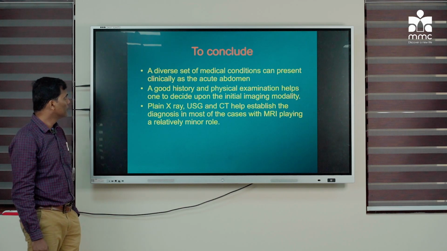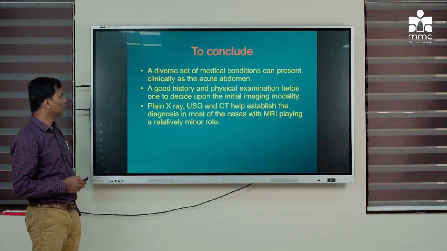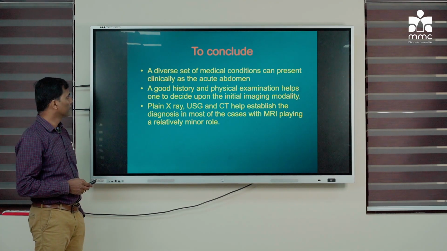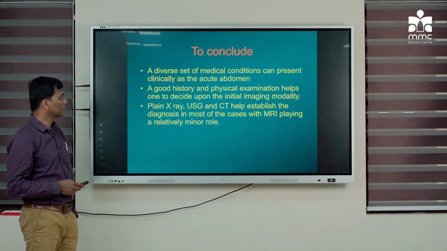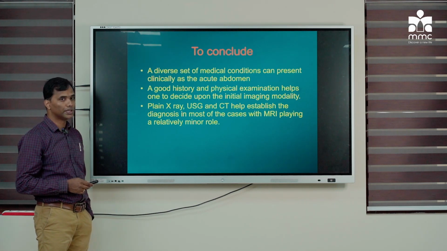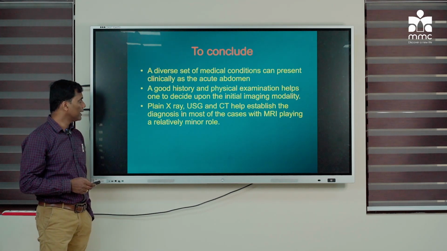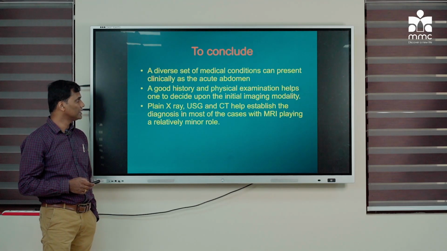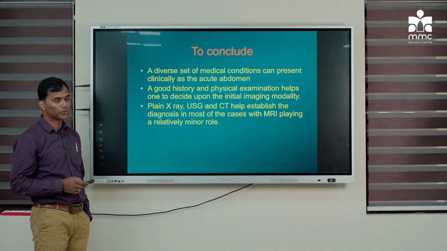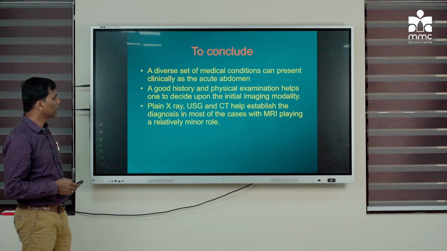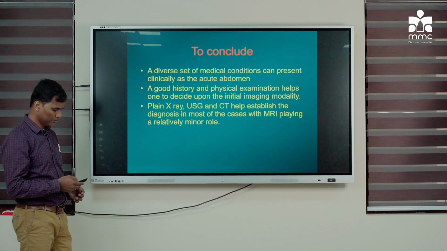So to conclude, a diverse set of medical conditions can present as acute abdomen. A good history and physical examination helps one to decide upon the initial imaging modality. Plain X-ray, USG and CT help to establish diagnosis in most cases, with MRI playing a relatively minor role.